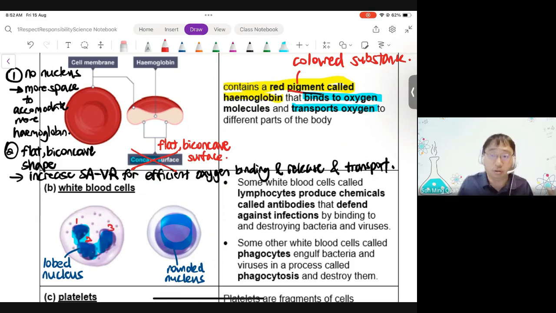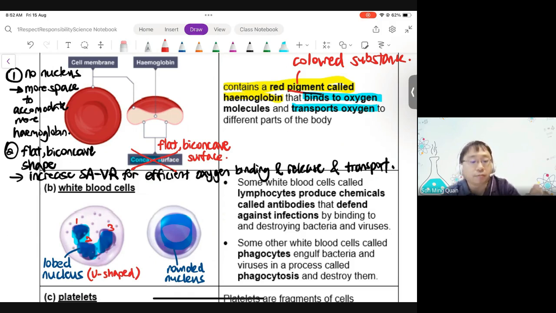It's a lobed nucleus. Now, a lobed nucleus usually looks like a U shape. It's not round, but it's a U-shaped nucleus. Now, U shape is not a proper scientific term. I'm only teaching you this so that you can identify it more easily from a diagram. So there are two types of white blood cells: one with a lobed nucleus and one with a round nucleus.